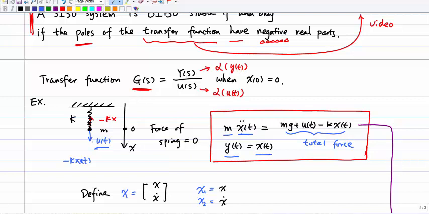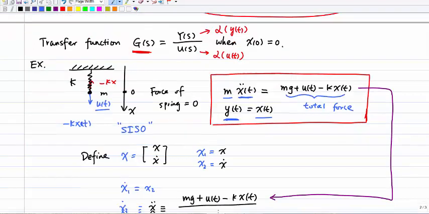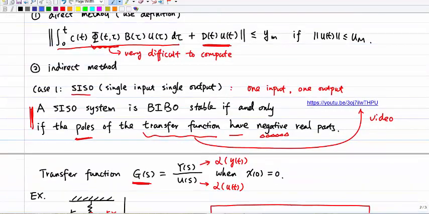So this is a single-input, single-output system, because the input is just one. I have force, which is u sub t, and the output is just my location, y sub t. So it's a single-input and single-output system. All right, so let's do some analysis using this condition to verify whether it is BIBO stable or not.